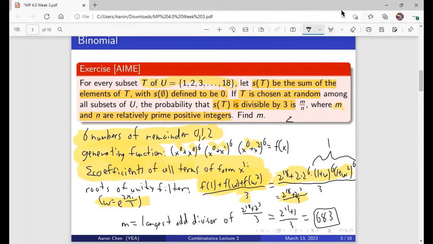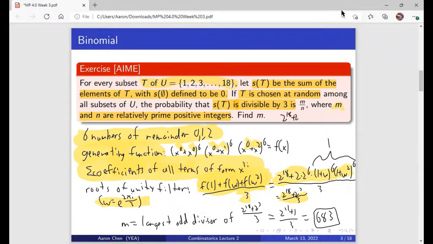Okay. So in the numerator, it would be (2^18 + 2^7)/3. And the denominator will be 2^18, because that's the number of possibilities.